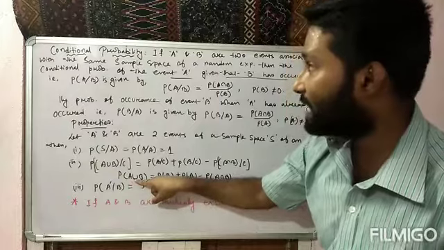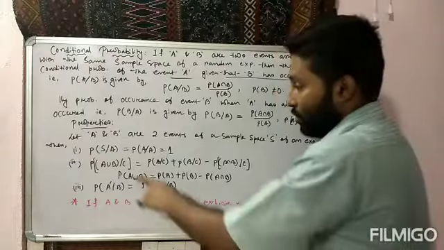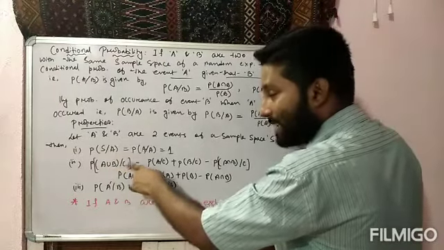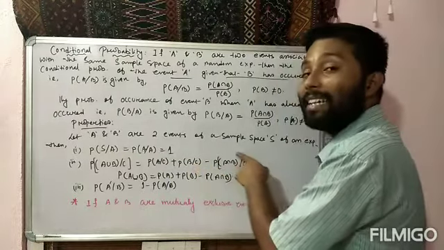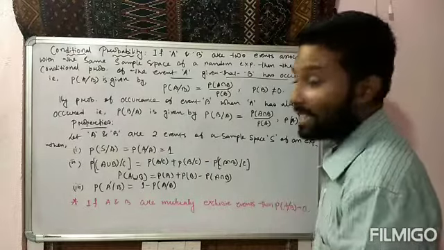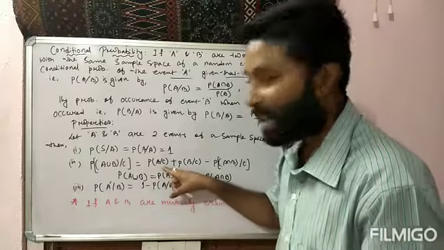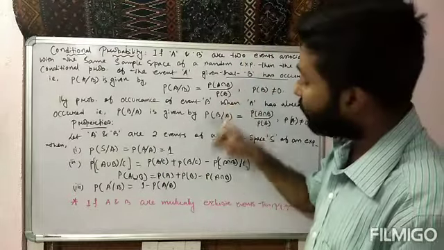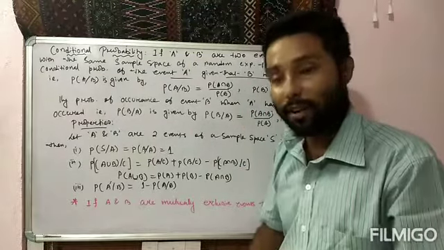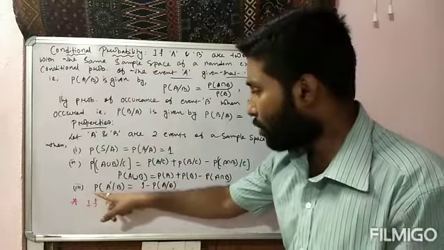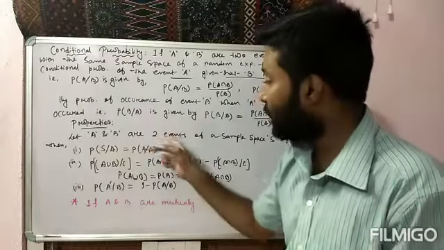P of A union B is equal to P of A plus P of B minus P of A intersection B. So probability of A union B slash C is equal to P of A slash C plus P of B slash C minus P of A intersection B slash C. After this, in the next step, you use the formula of P of A slash C, and for P of B slash C, the same formula. And for this, some values will be given in the question.